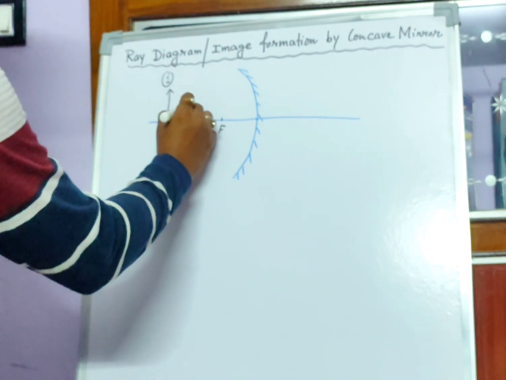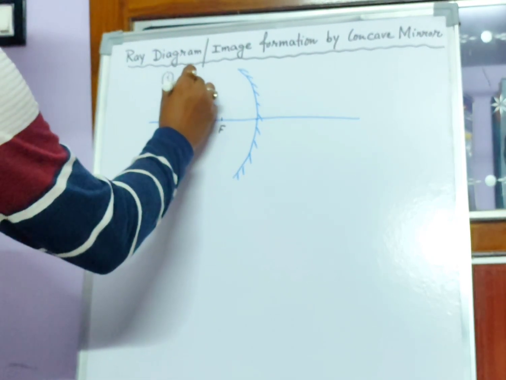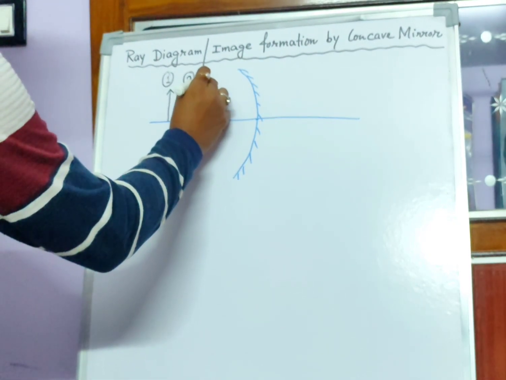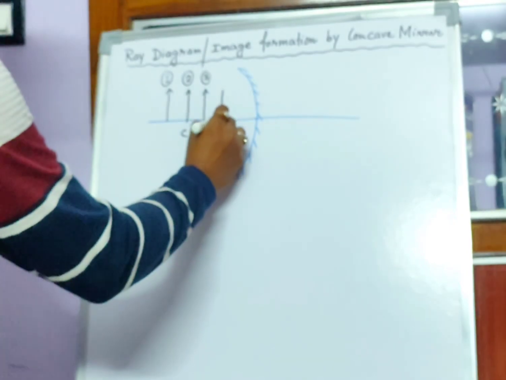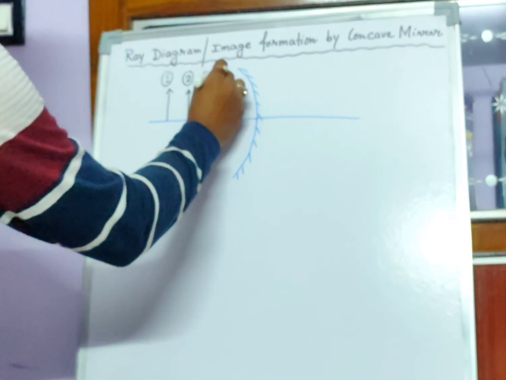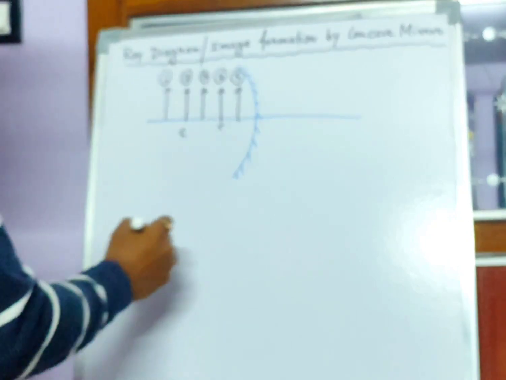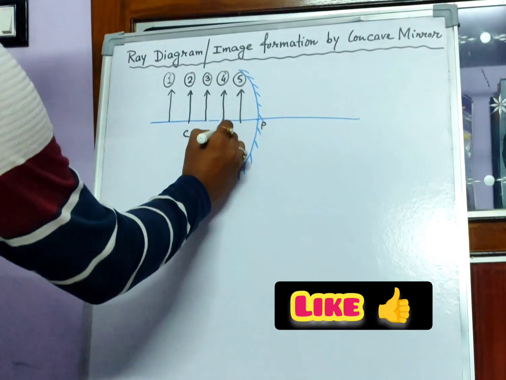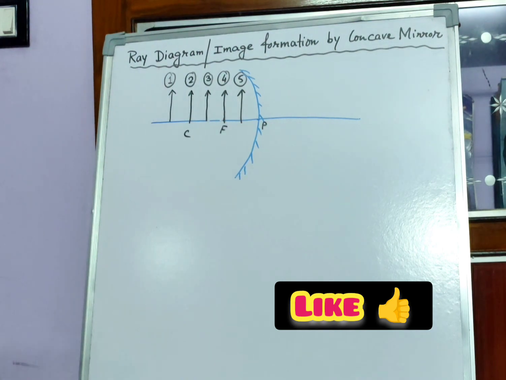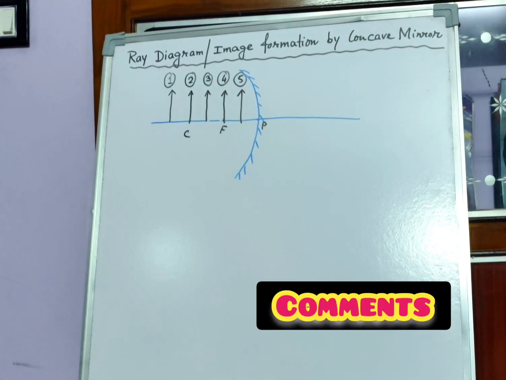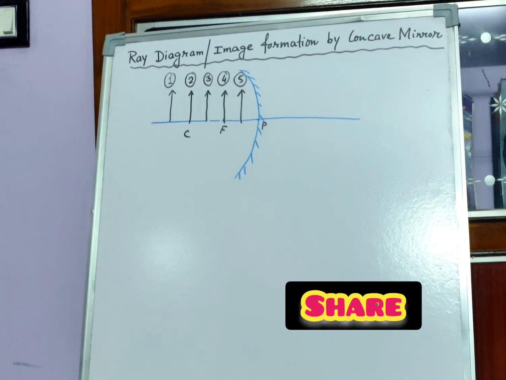Second, you can place the object exactly at C, right? Now you can place the object between F and C, right? And you can place the object at F, the fourth position, and you can place the object between pole and focus, right? So there are 5 positions you can see, 1 2 3 4 5 in this figure, where you can place the object and you can get an image for that particular position of the object.